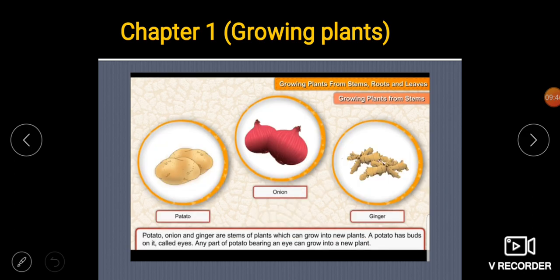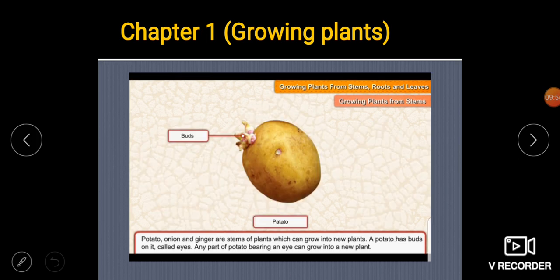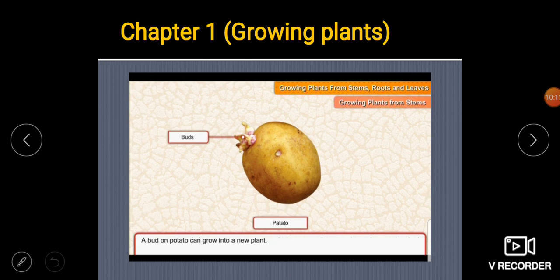Now, potato, onion, ginger, and so on. These are all stems of plants which can grow into a new plant. A potato has small buds on it, we call them eyes. You can see in the picture. Any part of the potato which has these buds can be cut from the potato, planted into the soil, and it will grow.